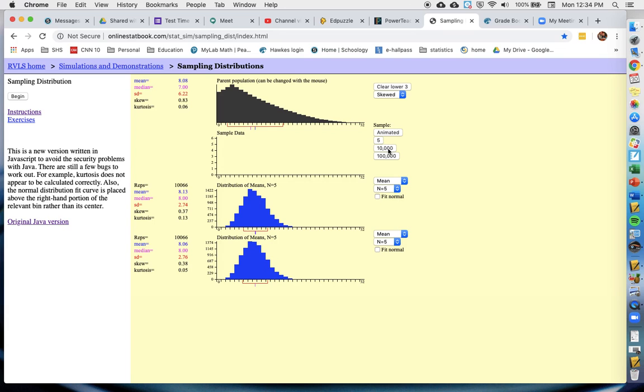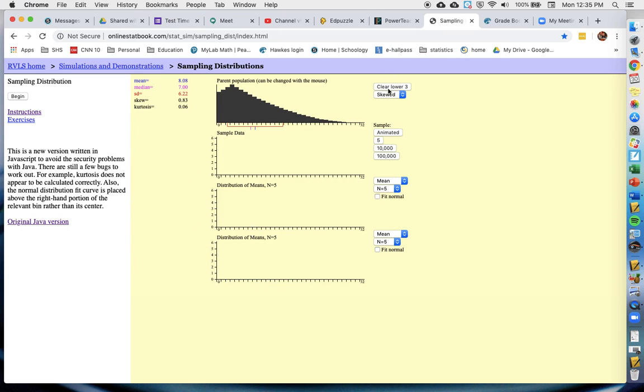Here's something else. Let's go with 10,000. Whoa! It looks normal. Interesting. The mean of the original data set was 8.08. Look at the mean of the samples. The mean of the sample means. Nice. What you're seeing here is that even if it's heavily skewed, it turns into a normal distribution when I take lots and lots and lots of samples and I find all of their sample means.